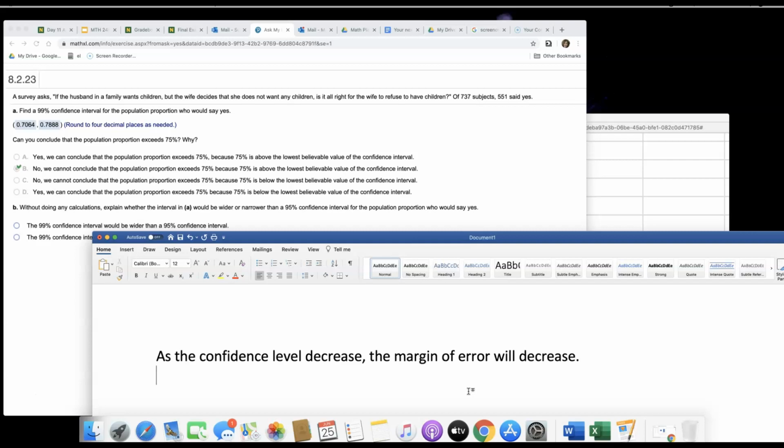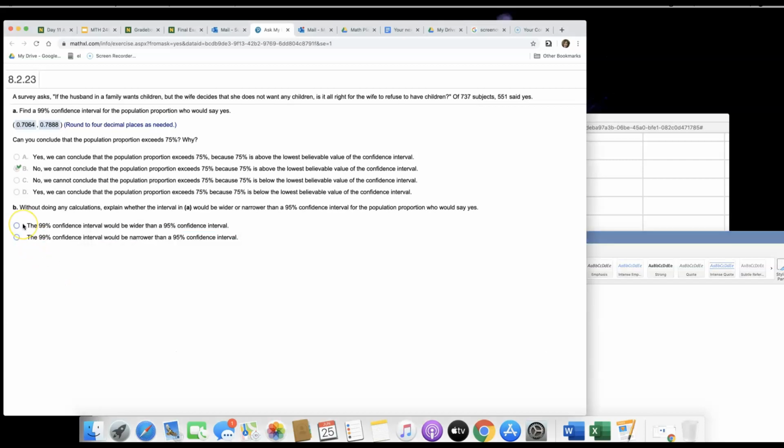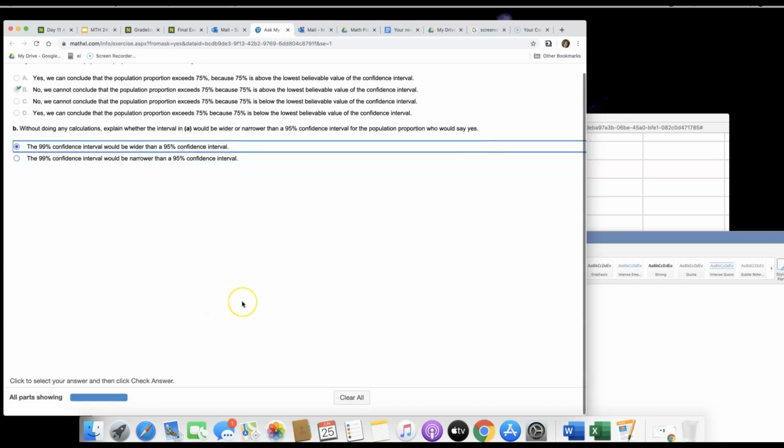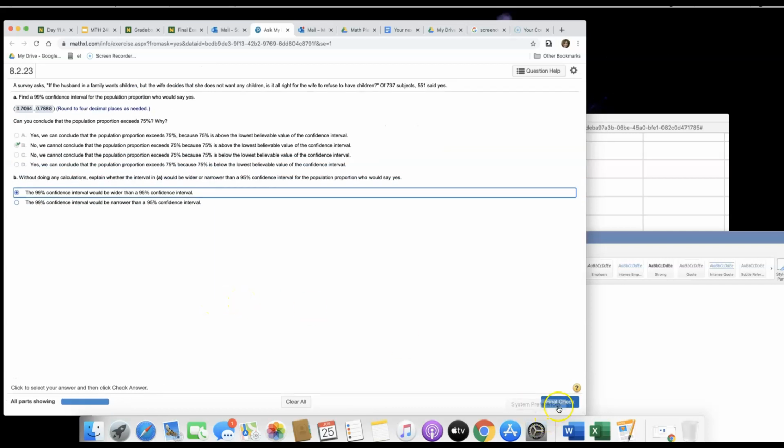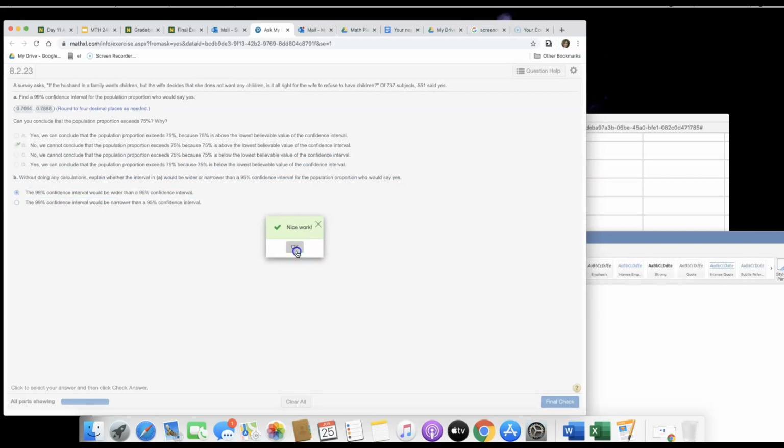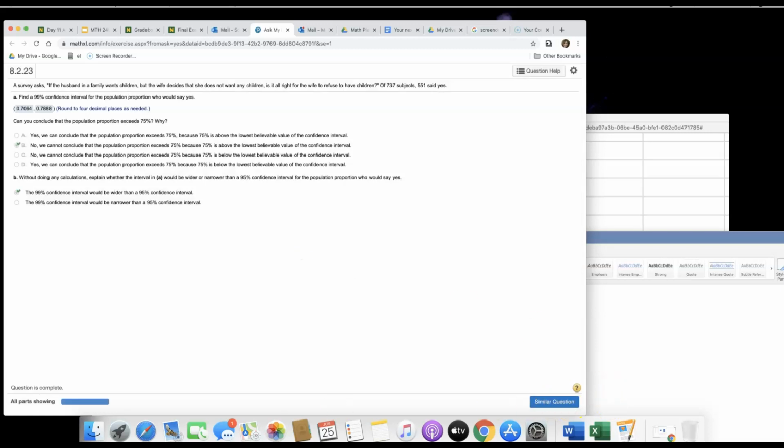So therefore, as the margin of error decreases, what that means is our confidence interval will be a little bit more accurate. It will be narrower. We'll be able to have a smaller range, and that's a little more accurate, right? So the 99% confidence interval would be wider than the 95% confidence interval because of the margin of error. Okay, so that is how you would do this problem. All right, so definitely try a similar problem, okay?